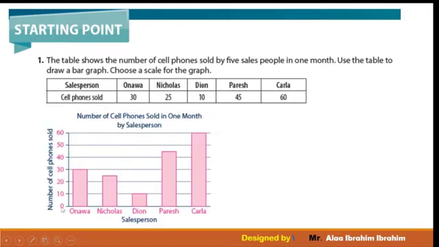So I start with 0, 10, 20, 30. I have to make it as a pattern here. We add 10 each time and put it in the same order. So from here it is 30, I make my bar 30, and the other one 25, and so on.